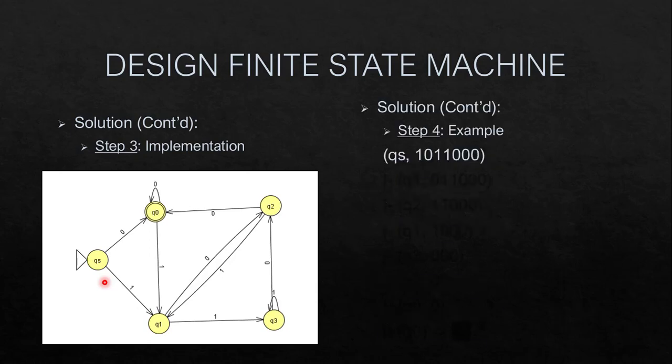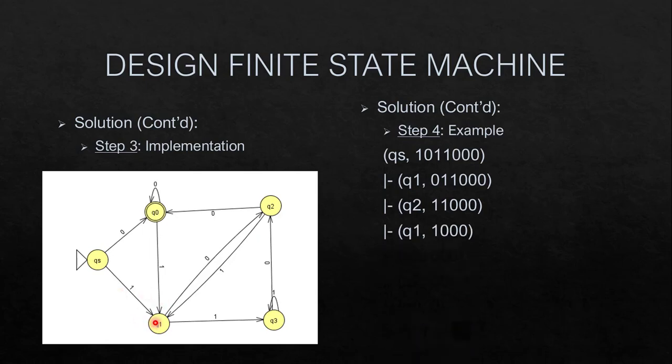Then seeing the example, we have QS and the input 101100. So let's see how the output will get generated at the end. From QS we will transit to Q1. Then from Q1 we will go to Q2. Then from Q2 we have to come back to Q1. Then from Q1 we are going to go to Q3. From Q3 we have the next input symbol as 0, so we transit to Q2.